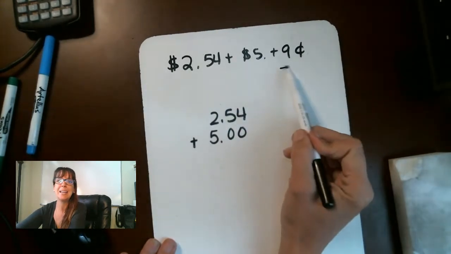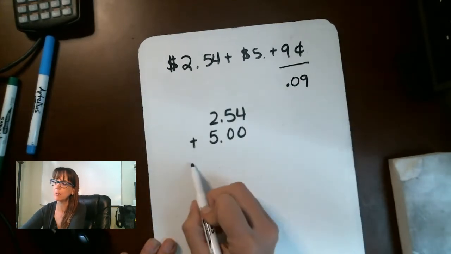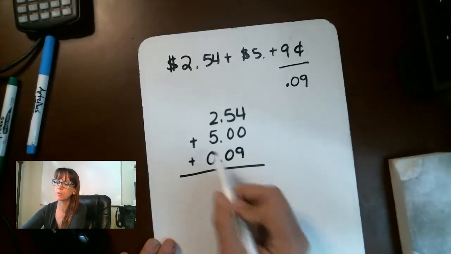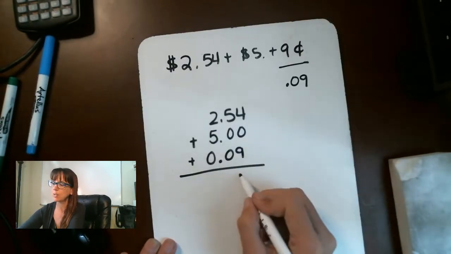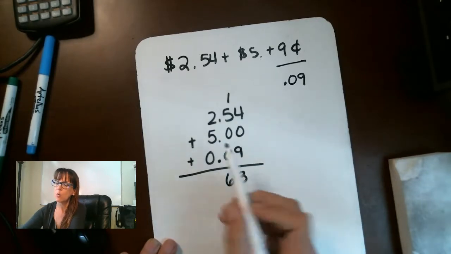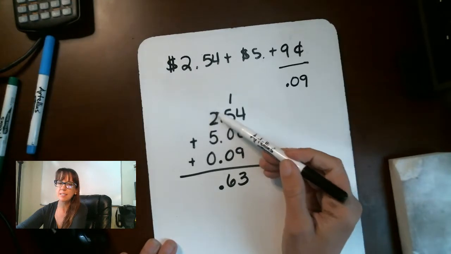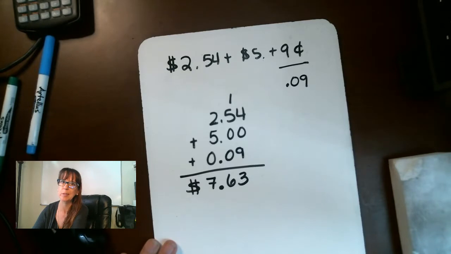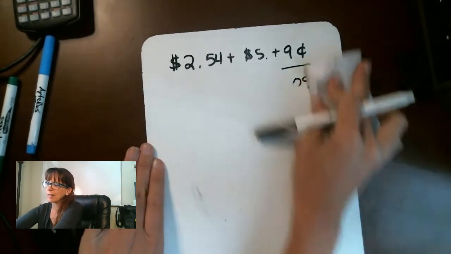Now, for 9 cents, again, remember that that is written as 0.09. So we're going to come back over here and we're going to do plus 0.09. Okay, and put those placeholders in there so it's nice and organized. Now, we go ahead and add straight down. We're going to get 3, carry the 1, okay? 5 plus 1 is 6. When we're adding and subtracting decimals, we bring that decimal down. 5, 6, 7. We got 7 over here. And our total is $7.63. Excellent work.